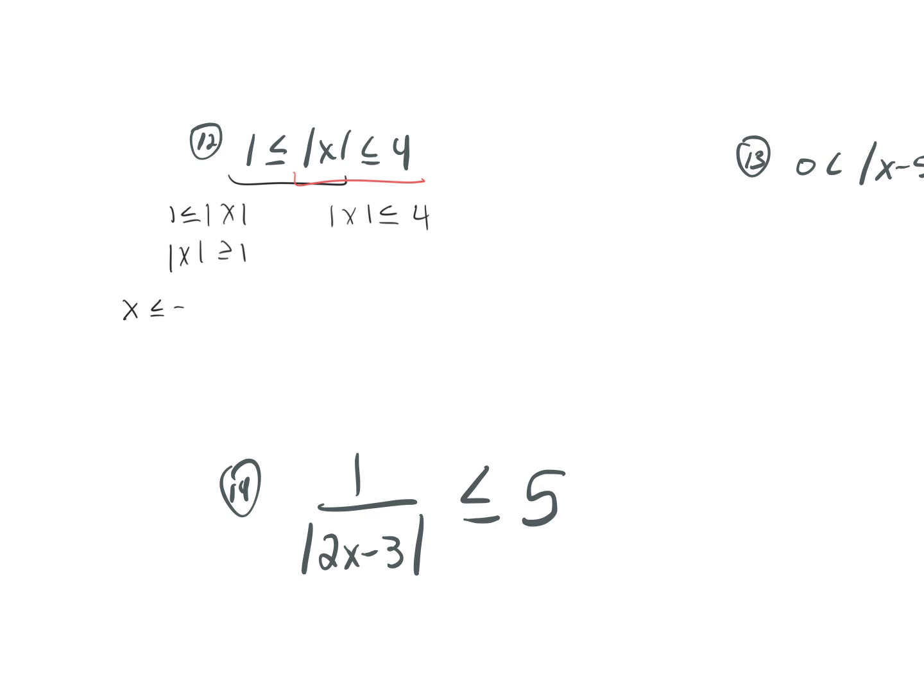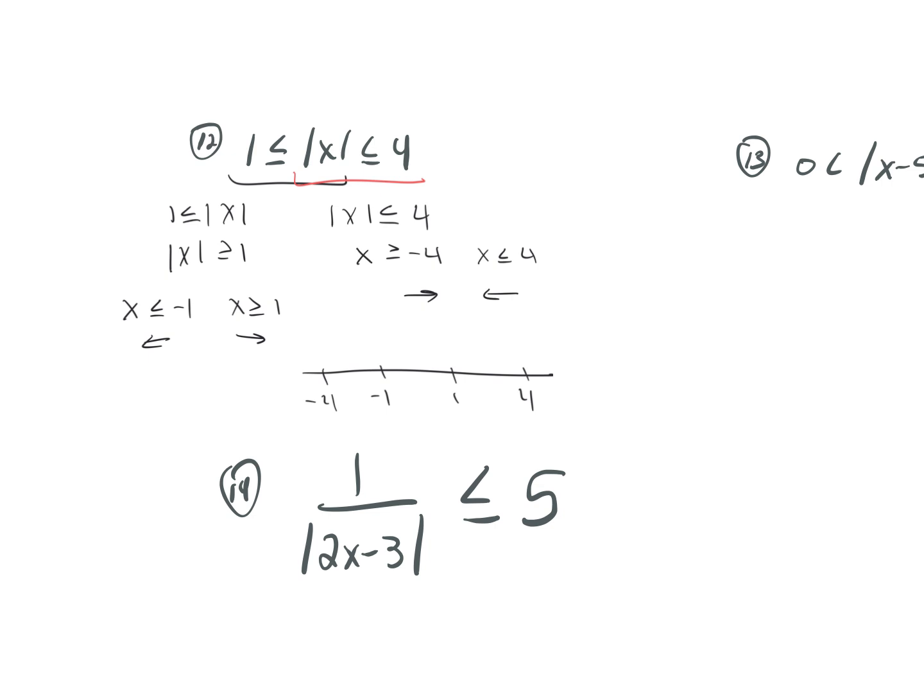X is less than or equal to negative 1. X is greater than or equal to 1. So these are pointing away from each other. And then this one I can separate again. X is greater than or equal to negative 4. And x is less than or equal to 4. These are pointing towards each other. So if I were to put this in a number line, so you guys have an idea, so we're going to have negative 4, negative 1, 1, and 4.